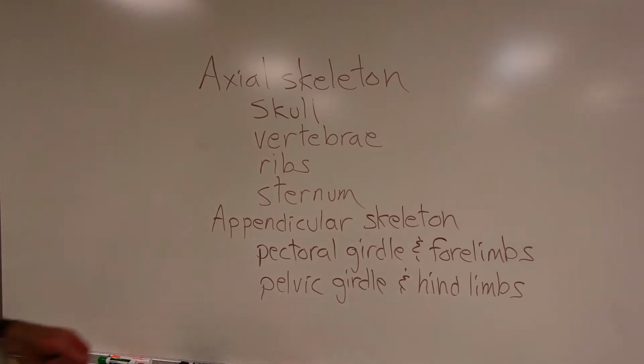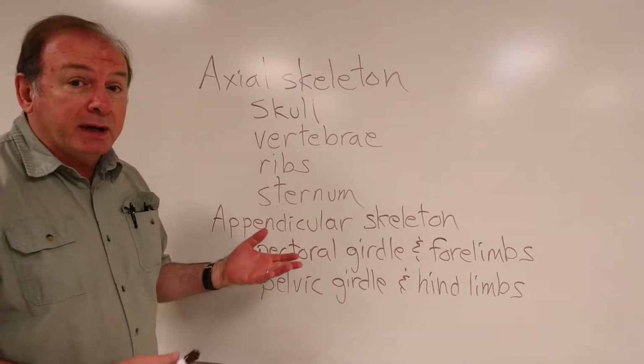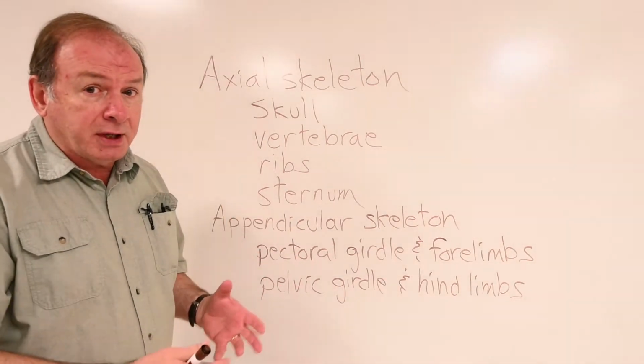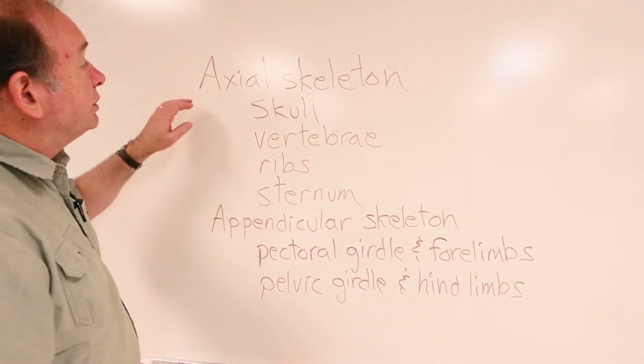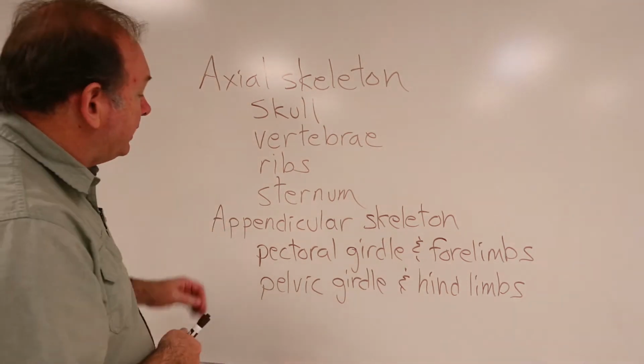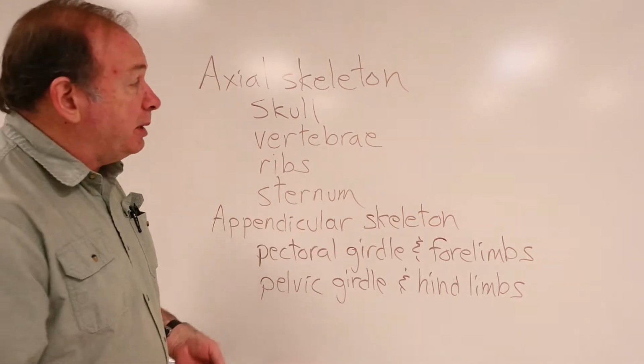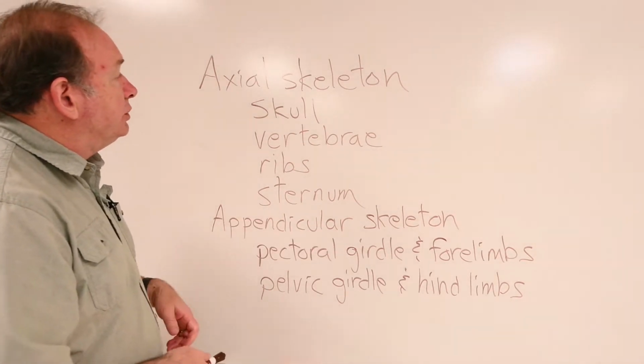All right, as we begin our study of the skeleton, first we want to recognize the overall organization of the skeleton. We have what's called an axial skeleton, having to do with the axis of the body, and then we have the appendicular skeleton that has to do with the appendages and supporting the appendages.